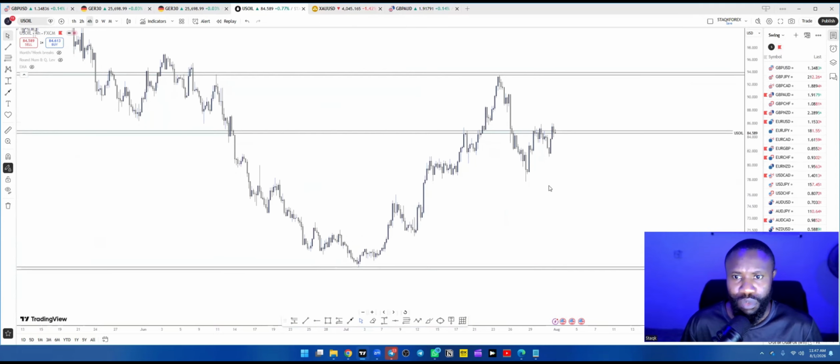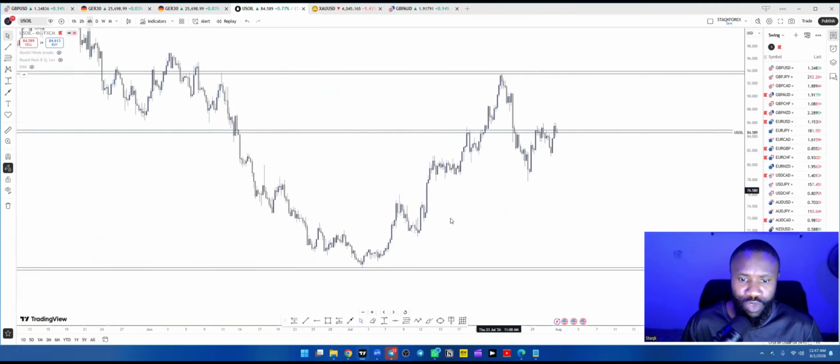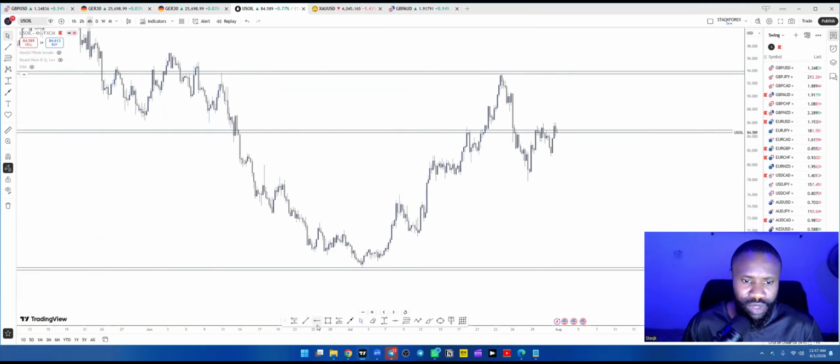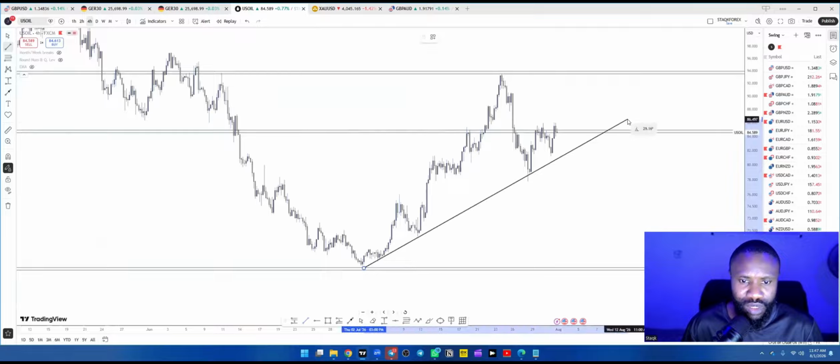This is what I'll be expecting. If you take a close look, you'll see that we also have a break of trend line here. If you don't want to use that and you say you want to use this, it will just be like a third touch on the trend line, a bounce.